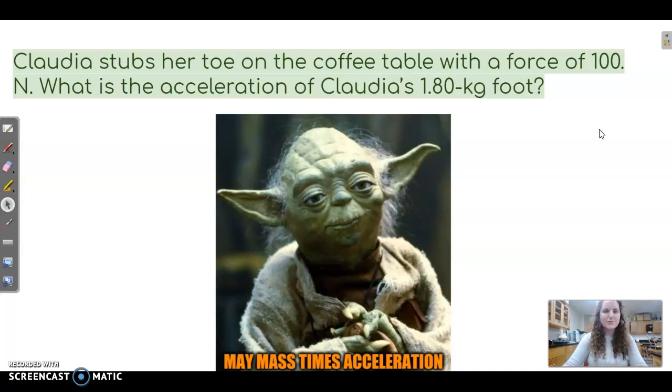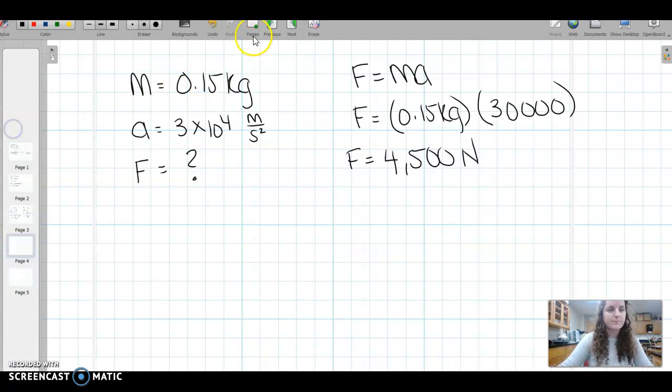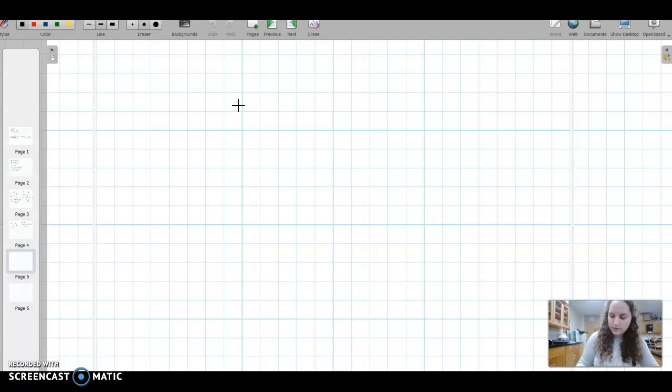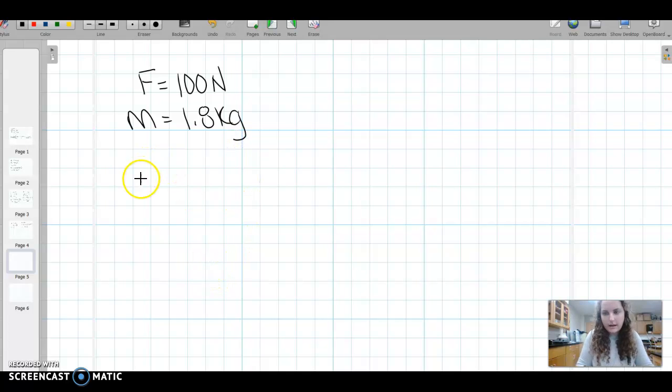So Claudia stubs her toe, which we've kind of all done before, right? It really hurts. Claudia stubs her toe on the coffee table with a force of 100 newtons. What is the acceleration of Claudia's 1.8 kilogram foot? So on this one, we're given different information, right? So we're given the force of which Claudia is stubbing her toe. And we are also given the mass of her foot, which is 1.8 kilograms.